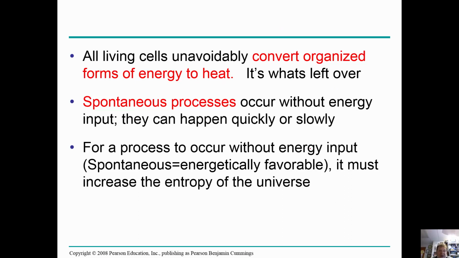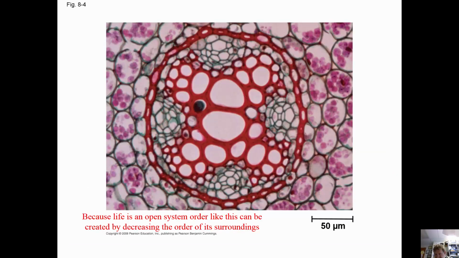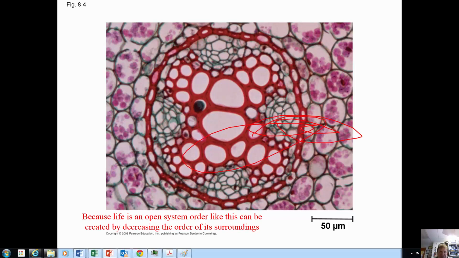Spontaneous processes occur without energy input, and they can happen quickly or slowly, but they're spontaneous. For a process to occur without energy input, spontaneous equals energetically favorable, it must increase the entropy of the universe. So that's one of the things that we need to know. Energy flows into an ecosystem in the form of light and exits in the form of heat. And so again, life can make something ordered like this because there are other parts of the universe that are a little bit more disordered.